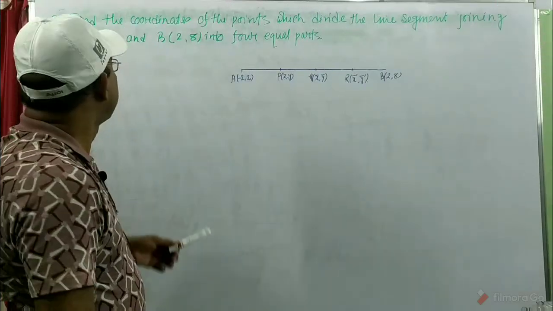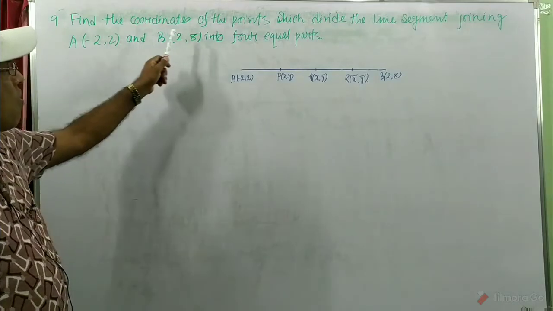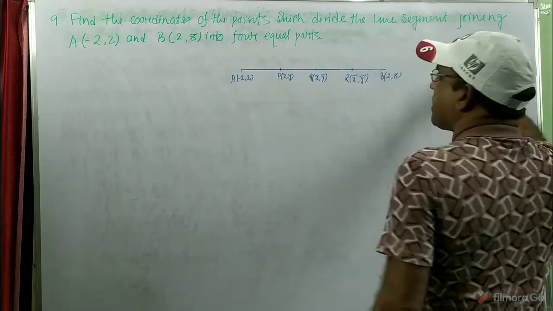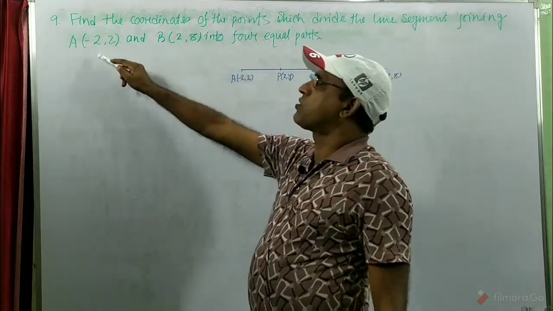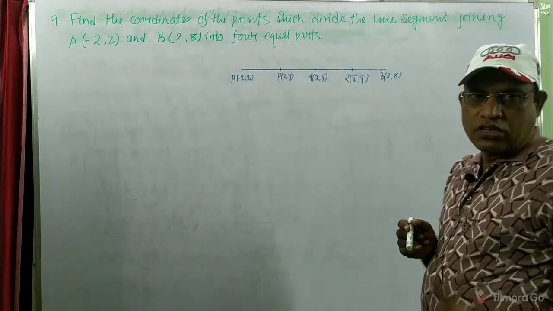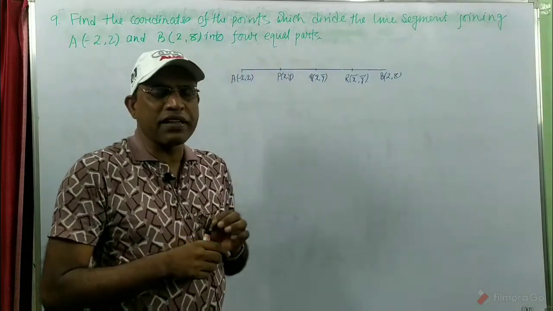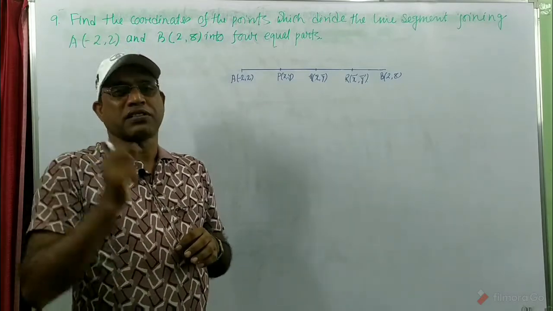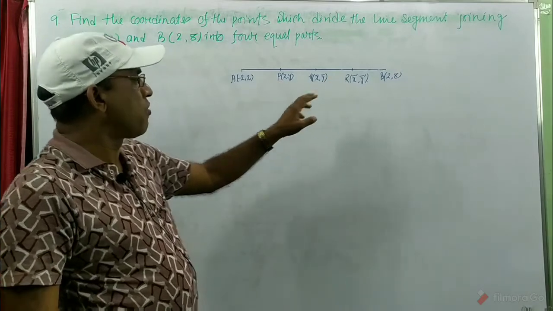Now we consider problem number 9. Find the coordinates of the points which divide the line segment joining A minus 2, 2 and B 2, 8 into 4 equal parts. So two points A and B are given, if we join these 2 points we get a line segment. This line segment we divide into 4 equal parts. Now we want to find the points which divide the line segment into 4 equal parts.